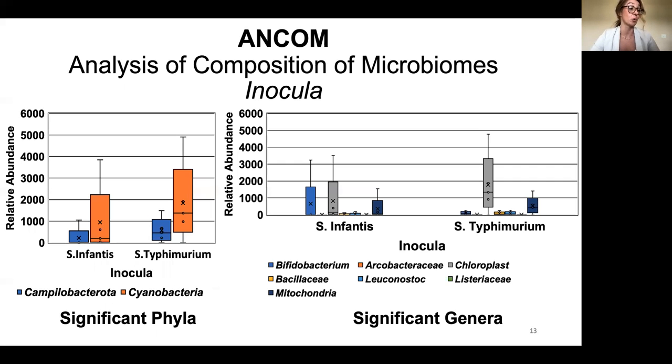Bifidobacterium is used as a probiotic in the industry and actually has been seen to be antagonistic to Salmonella. And here we can see that it is associated significantly with both serovars and more so with Salmonella infantis. Leuconostoc is a prebiotic that promotes Bifidobacterium growth and doesn't promote Salmonella growth. Again, a very interesting finding.